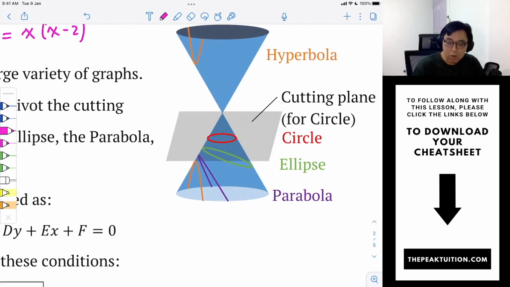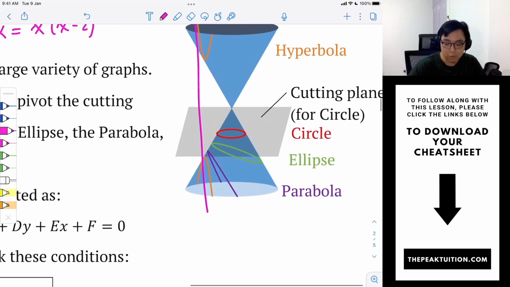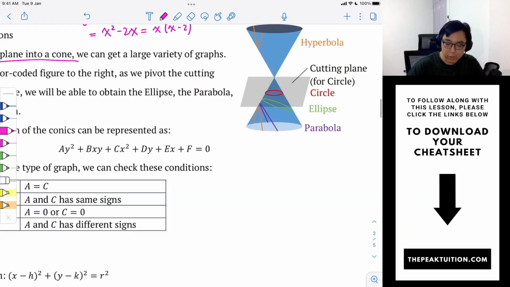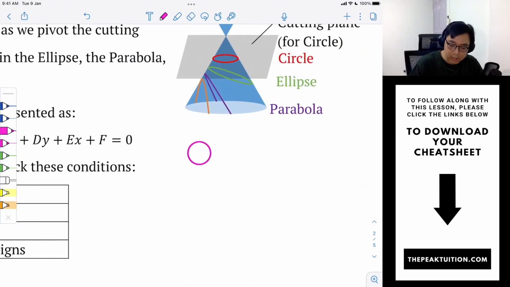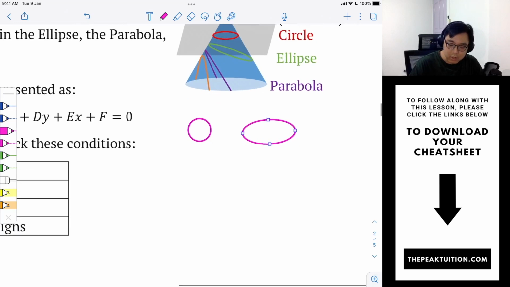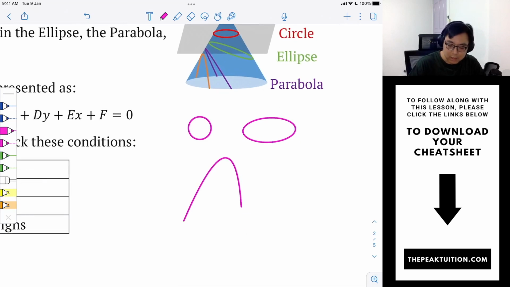So if we cut it horizontally, we get a circle. If we cut it slightly slanted, we get an ellipse. If we cut it even more slanted, we get a parabola. And if we cut it even more such that it cuts the other side of the cone, the upper half of the cone, we get what is known as a hyperbola. Okay? So your circle just looks like a circle, your ellipse will look something like this, your parabola will look something like this, and your hyperbola will look something like this. Okay?